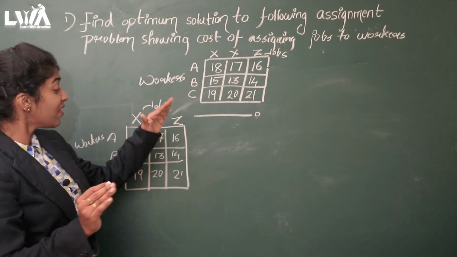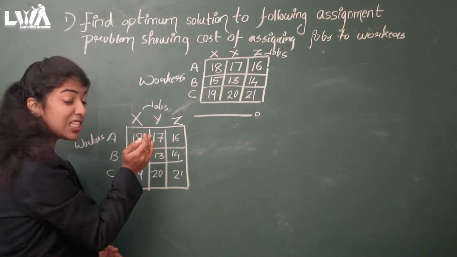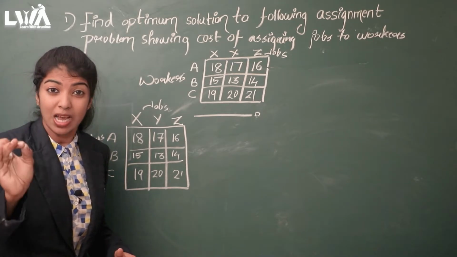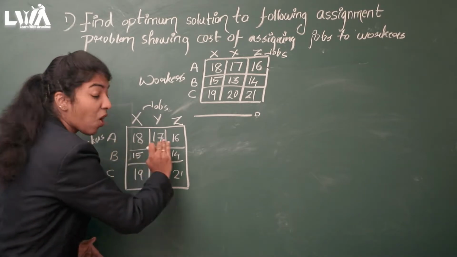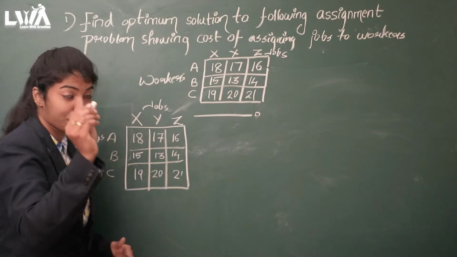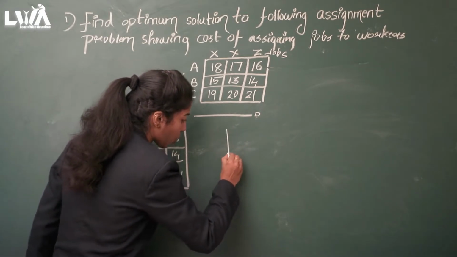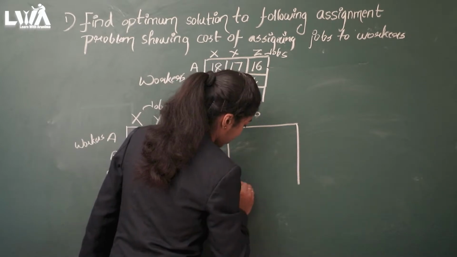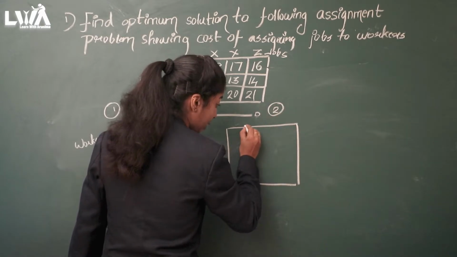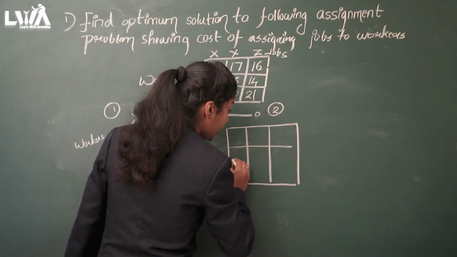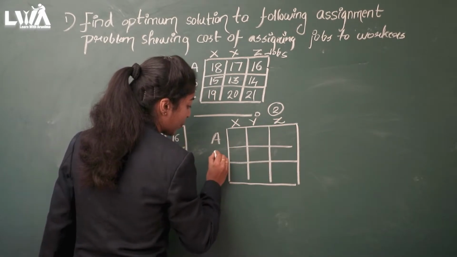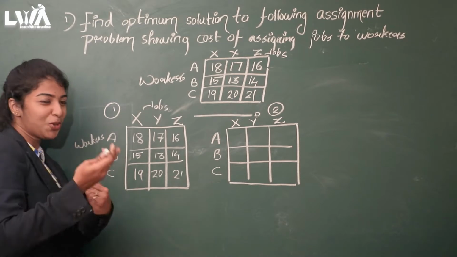The first step is to evaluate the rows. From each row, we should identify the lowest element and subtract that lowest element from all other elements, along with that lowest element itself. So we can do the first step. Let's redraw the matrix. This is our first matrix. The second matrix we are redrawing. While redrawing, don't forget to put both the concerned factors. Okay, let's do the problem.